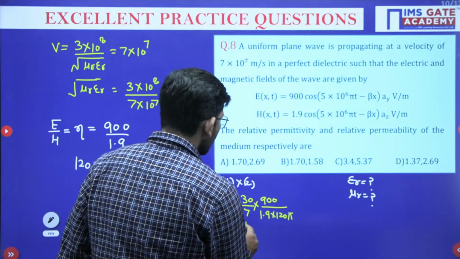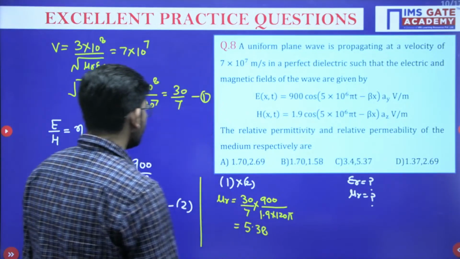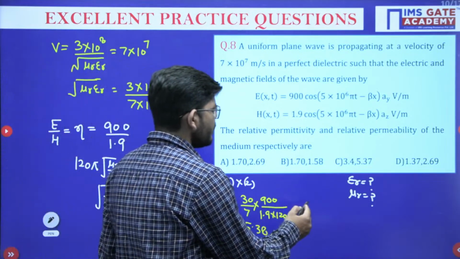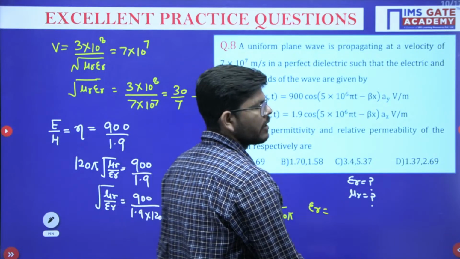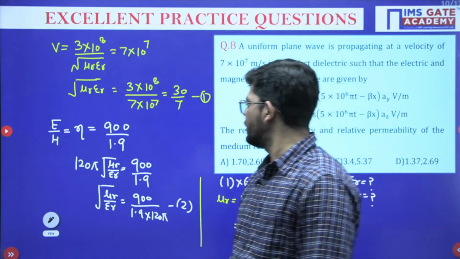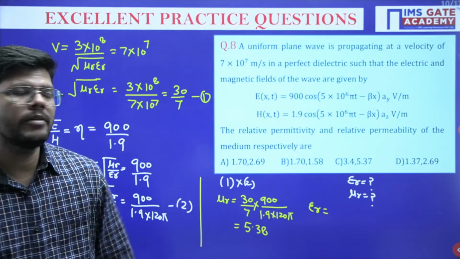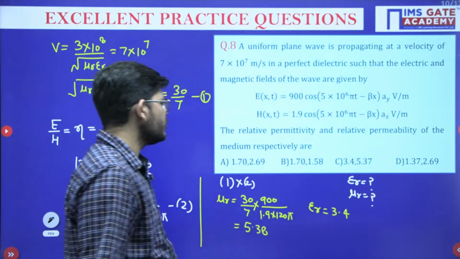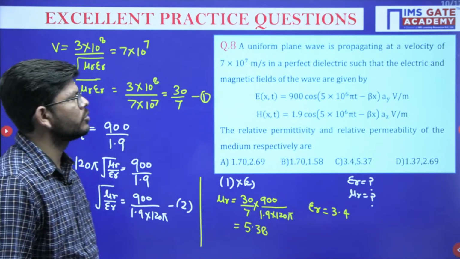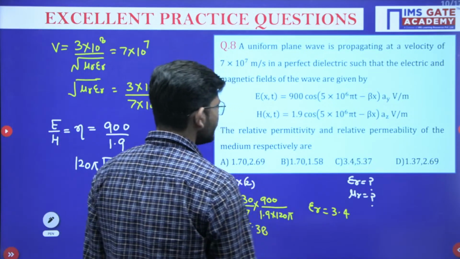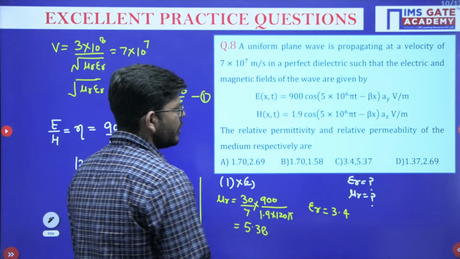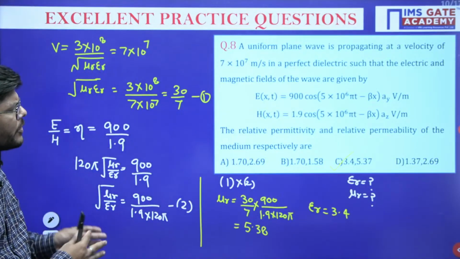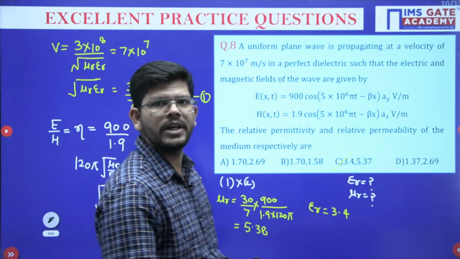Okay, mu r that I am having is 5.38. That is the correct answer. Now place it anywhere. If you place the value of mu r in either equation 1 or 2, epsilon r will be found to be 3.4. So this is how you can solve this question: 5.38 and 3.4. That is going to be the correct answer, option C. So this is how you can solve this question very easily without any problem.